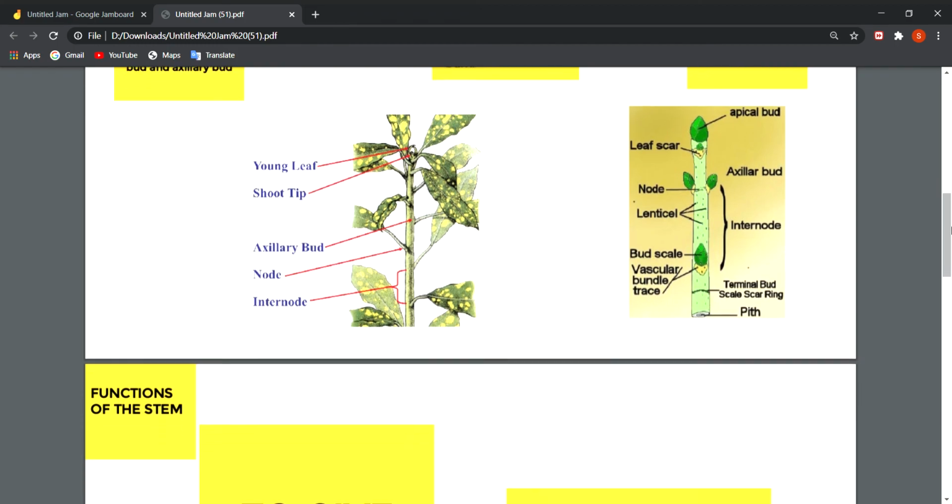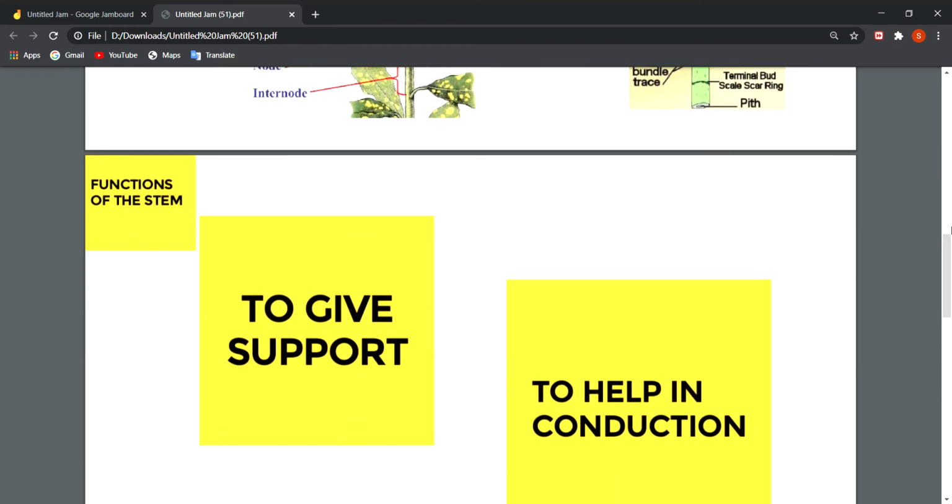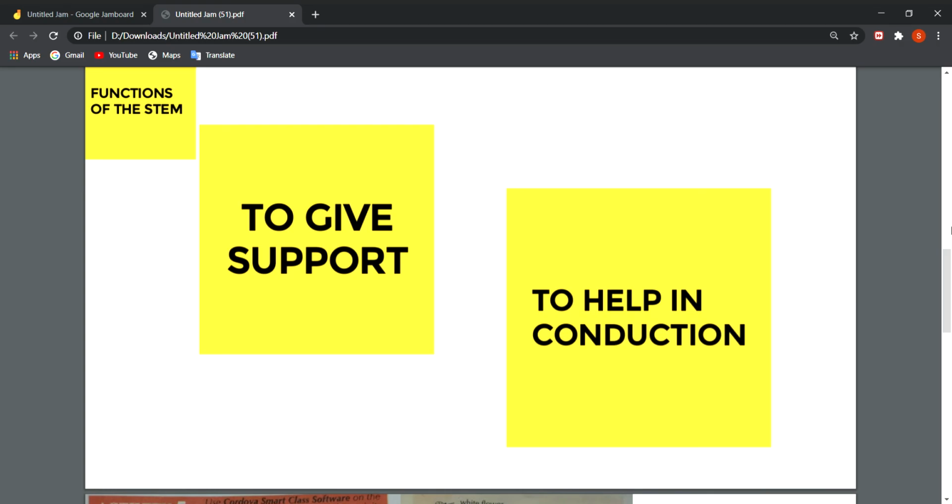Now we shall discuss the functions of the stem. There are two main functions of the stem. They are to give support to the plant and to help in the conduction of minerals and water. Let us discuss support. The stem bears and supports the branches, leaves, flowers and fruits. Leaves are arranged on the stem in such a way that they get proper sunlight for preparing food by photosynthesis.